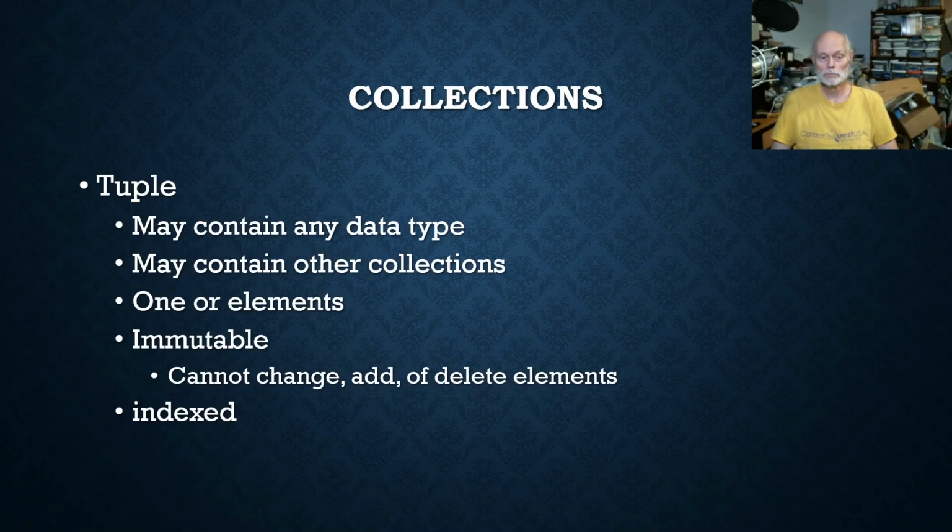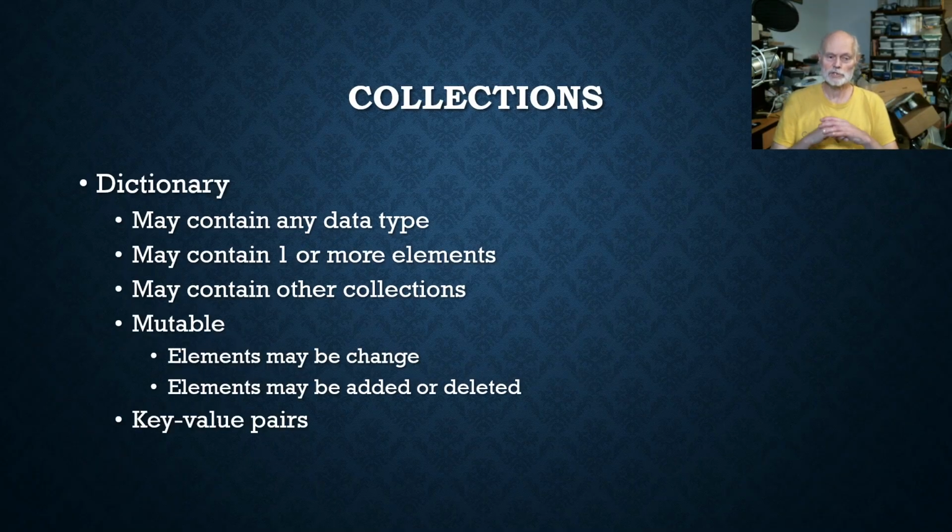A tuple contains any data type. It can contain other collections, 0 or more elements, but it's immutable, meaning once you create it, you cannot change it. It's also indexed. Dictionaries, similar, any data type, 0 or more elements. They can contain other collections. They're mutable. We can change elements, add and delete. And instead of an index, they use a key value pair. So the elements are accessed by a key.